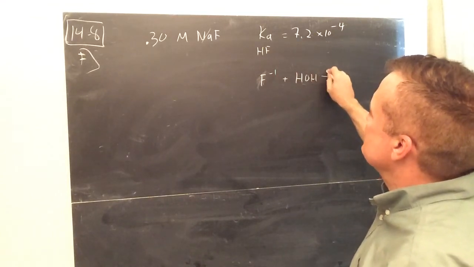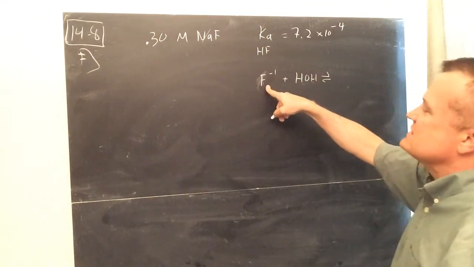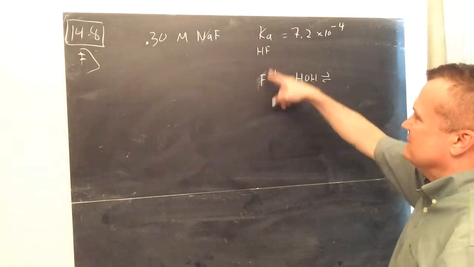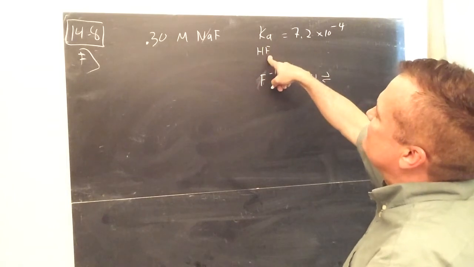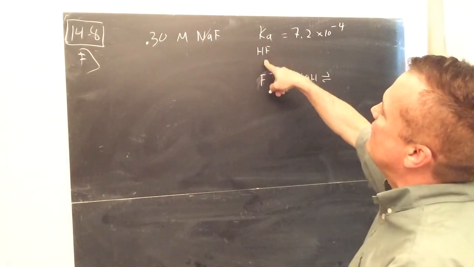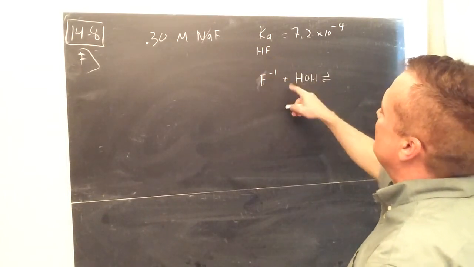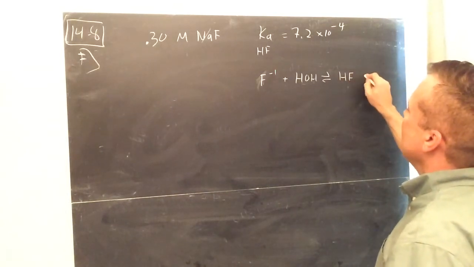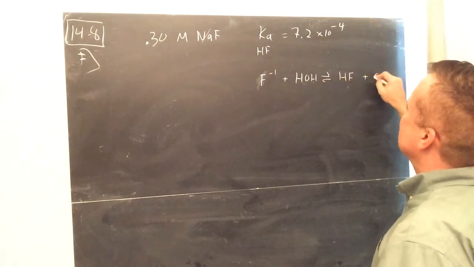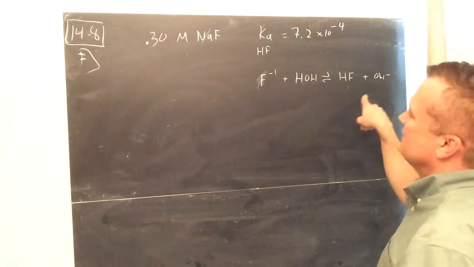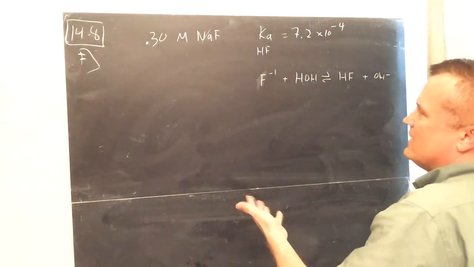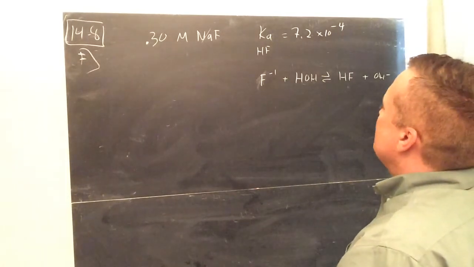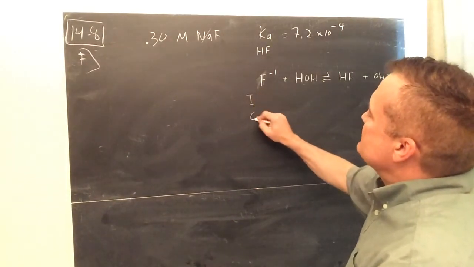I'll write HOH. Now this is the conjugate base of a weak acid, HF. Even if they give you the Ka for HF, that kind of gives it away a little bit as well. Oh, it's going to make HF. So F- is going to pull the H, and then you also get OH- left over. It's basic. All right, this is a conjugate base equilibrium problem. Now, you'll do the ICE box as we always do.